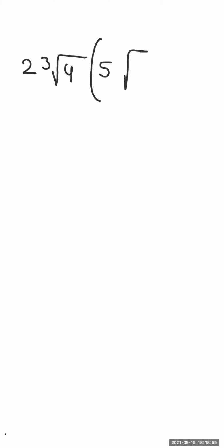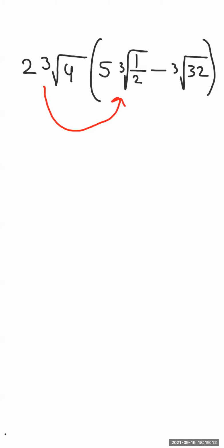Find the result in the simplest form: 2 cubic root of 4 times this bracket, 5 cubic root of 1 over 2 minus cubic root of 32. So as usual, guys, here there is a number multiplied by this bracket. So simply we will multiply this number by the first term inside the bracket and then by the second term. Correct?